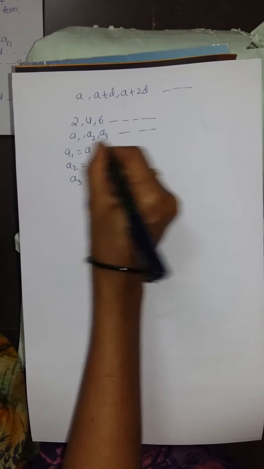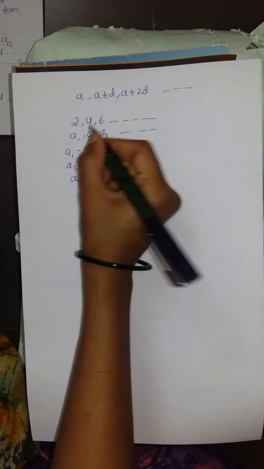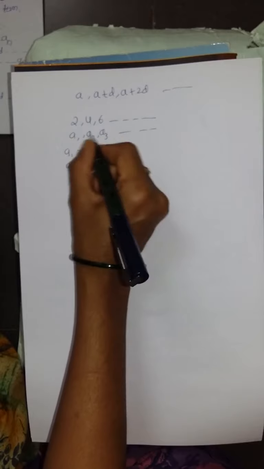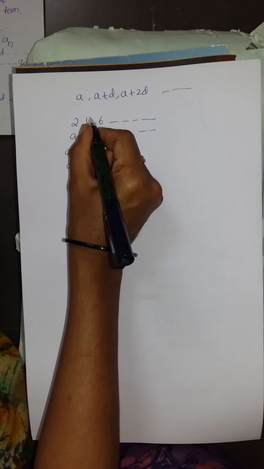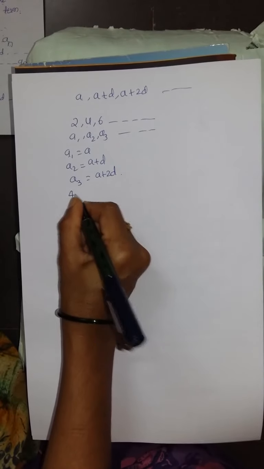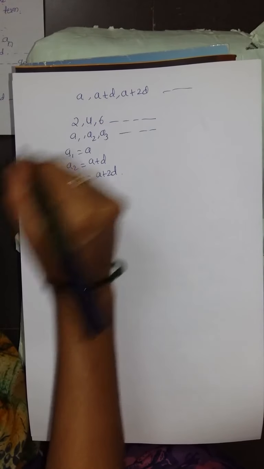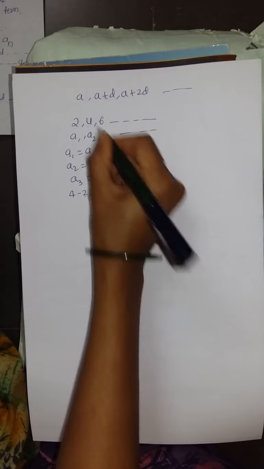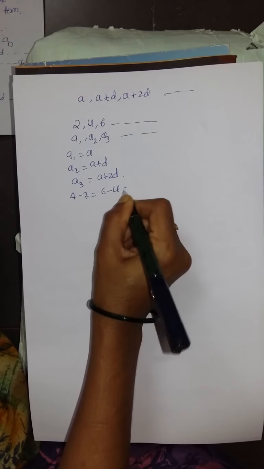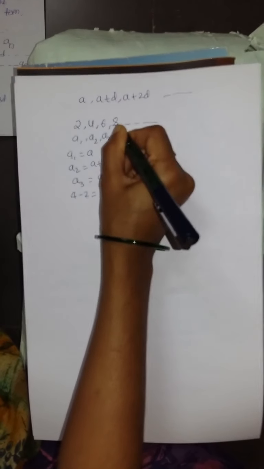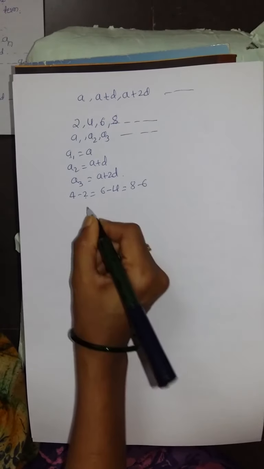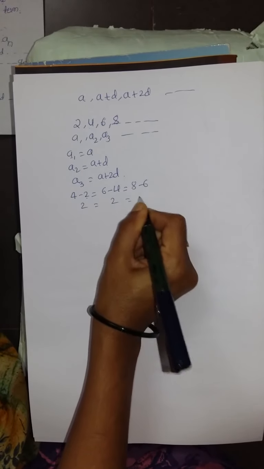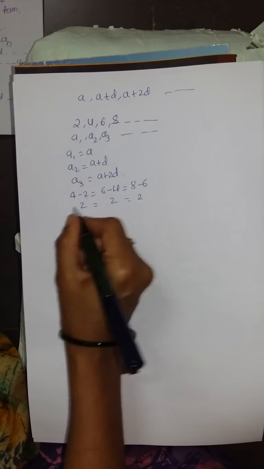So we know that the common difference is fixed. The common difference is found when we subtract: 4 minus 2 is 2, 6 minus 4 is 2, and otherwise we will have 8 here, so 8 minus 6 is also 2. So this is 2, this is 2, this is 2. The common difference is always 2.